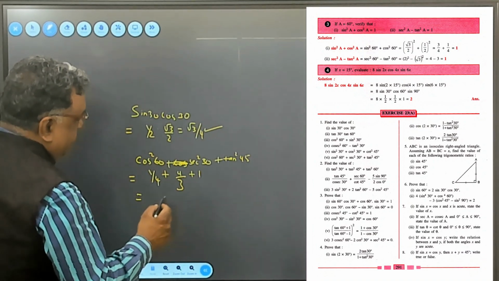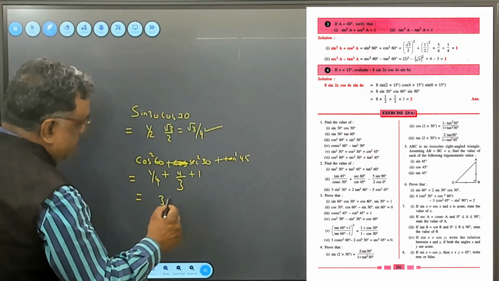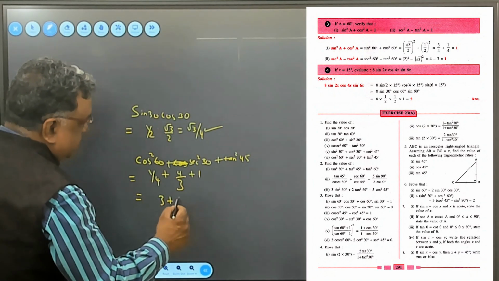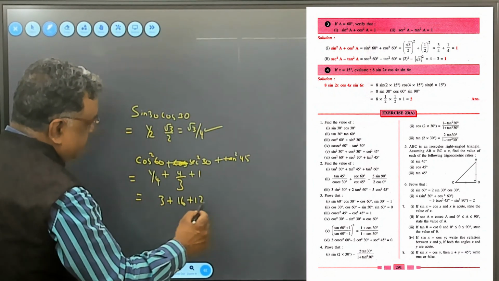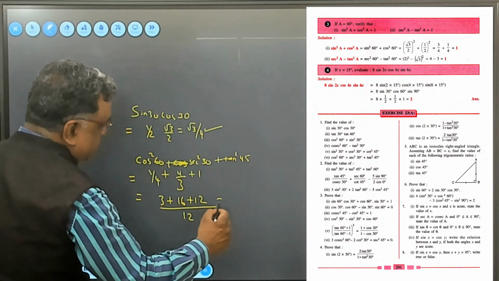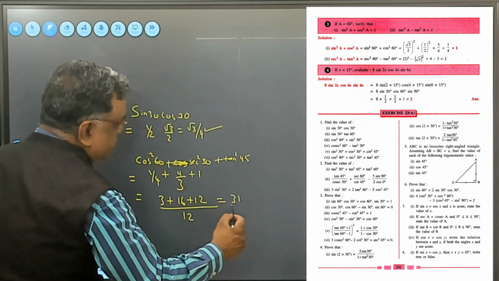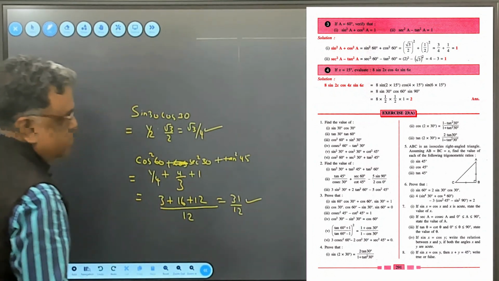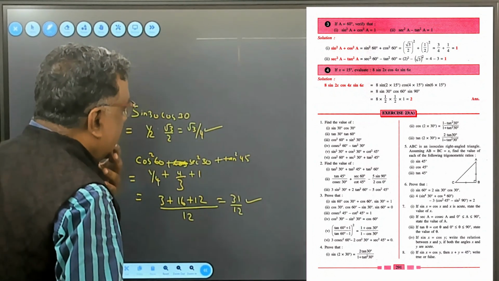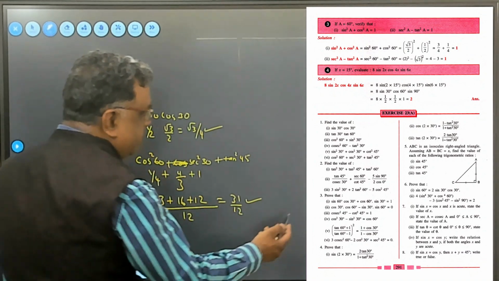So this will be 12. So 3 plus 16 plus 12 upon 12. So this will be 28 plus 3, 31 upon 12. Okay. Let's try to go ahead. Let's try to solve this one.